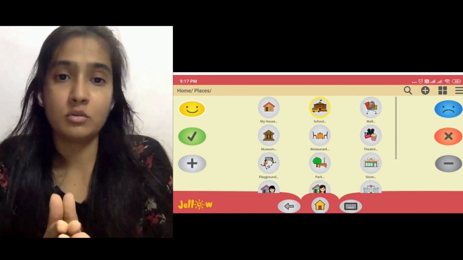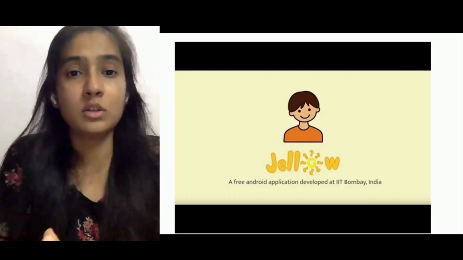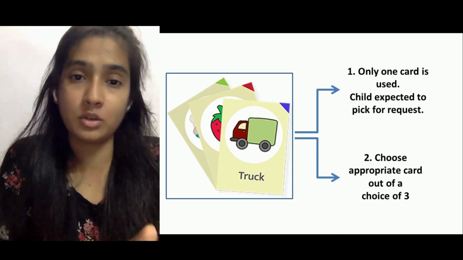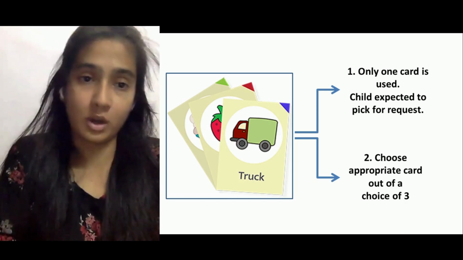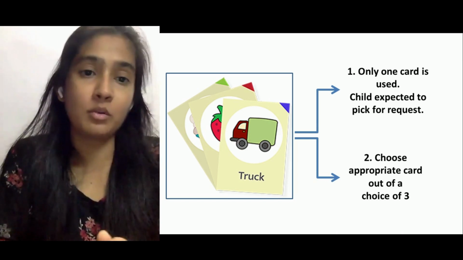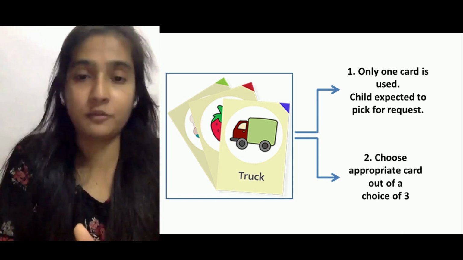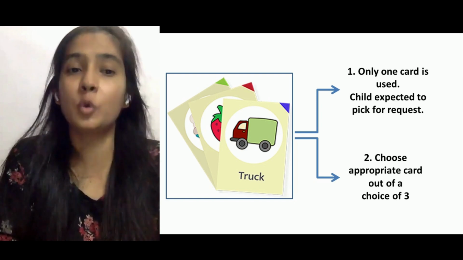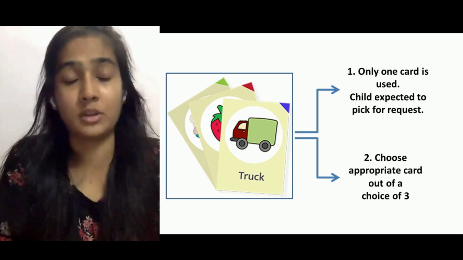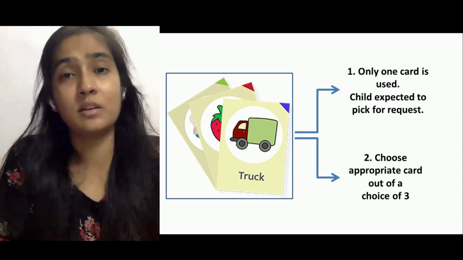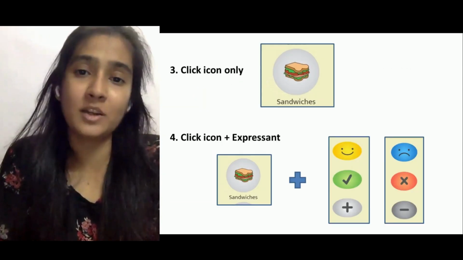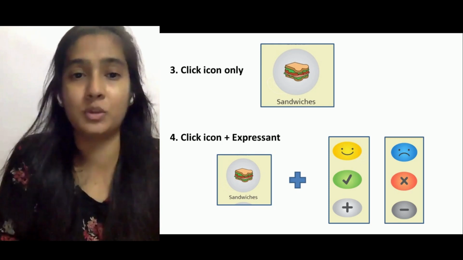To teach Jellow, we had broken it down into various steps. Your initial steps involved using the Jellow card. The first step involved placing a single card in front of the child, and the child had to hand it over to you to request for the item or express himself. Then the complexity was increased by placing 3 cards, and the child had to pick up a preferred card and hand it over to you.